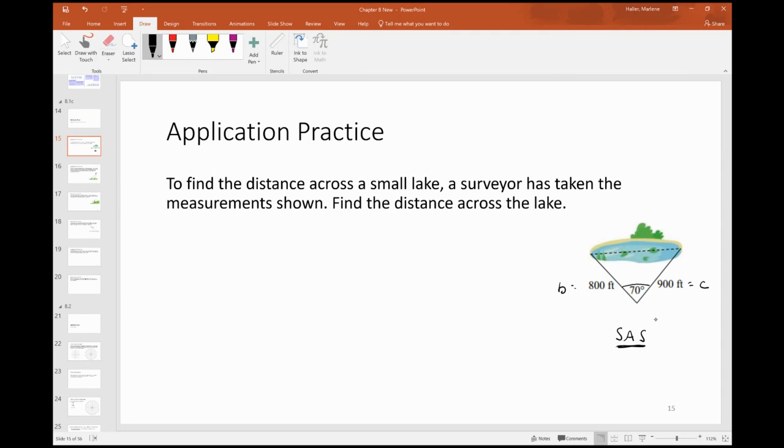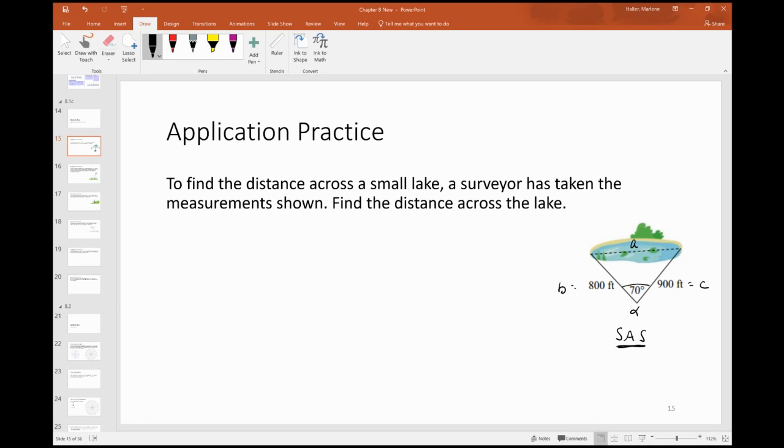If you tried to solve this with the law of sines, you wouldn't be able to. We couldn't set up a ratio of an angle with its side across from it. So we have to use the law of cosines to solve here. If we label this, maybe call the angle at 70 degrees alpha, the side across from that would be A. We'll let 800 feet be side B, 900 feet be side C.